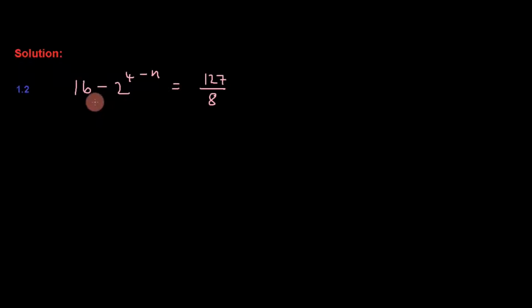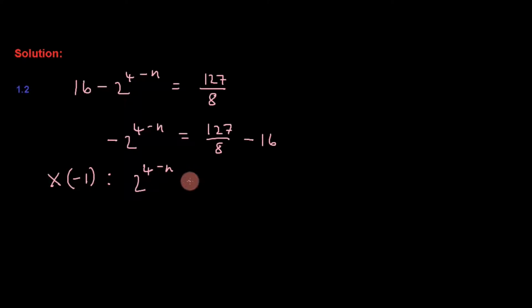So we can first take the 16 to the other side. So negative 2 to the 4 minus n is 127 over 8 minus 16. I want to get rid of the negative here, so I'm going to multiply both sides by negative 1. So 2 to the 4 minus n equals 16 minus 127 over 8. We're going to use logs. So we take the log on both sides.